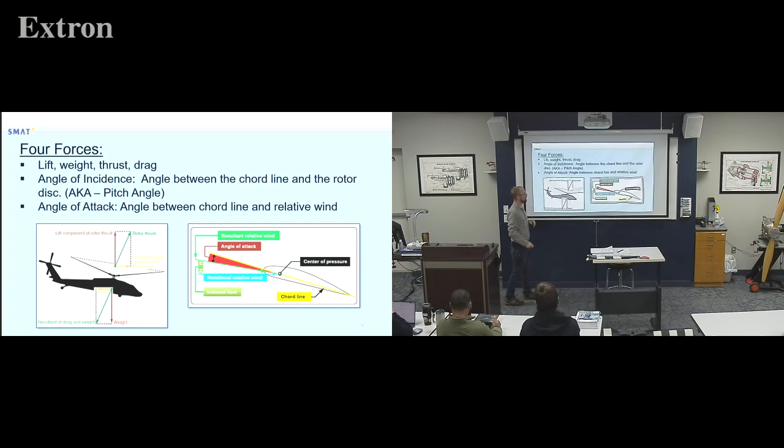Angle of attack is the angle between the chord line and the relative wind. Does that sound familiar? Everybody good there? All right, good deal. So the rotor disc provides lift and thrust at the same time. As it goes around, it provides lift and thrust at the same time.